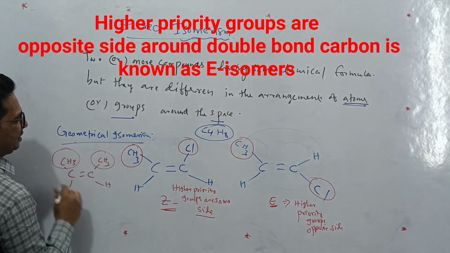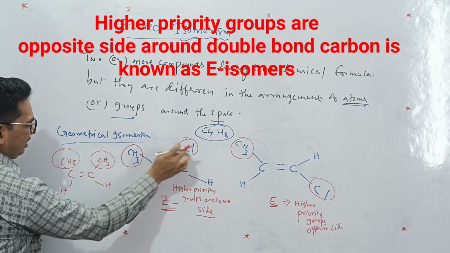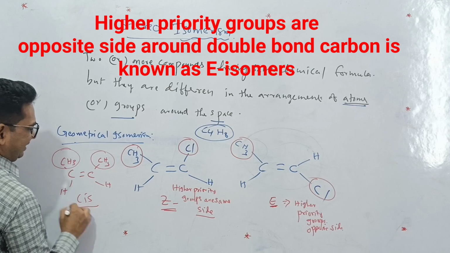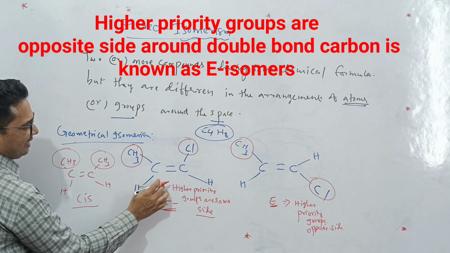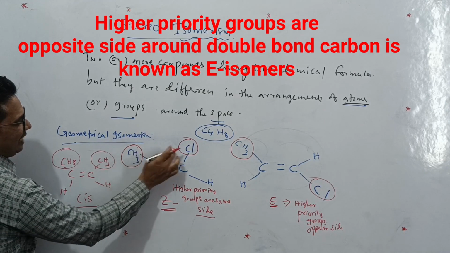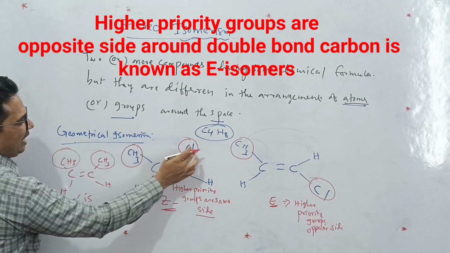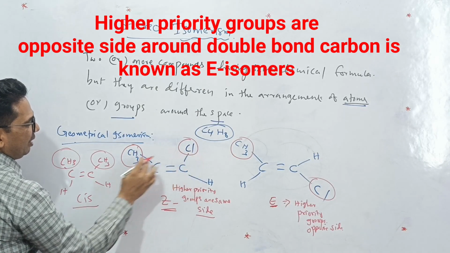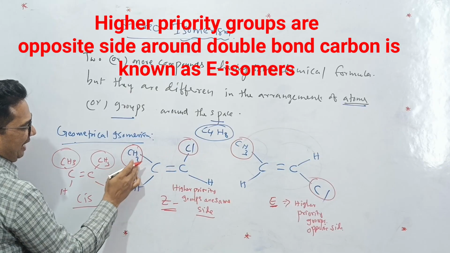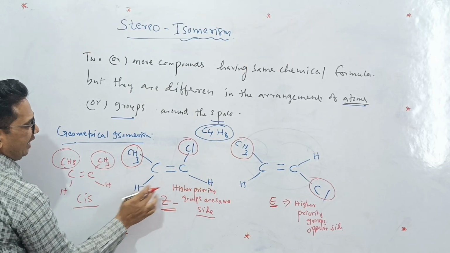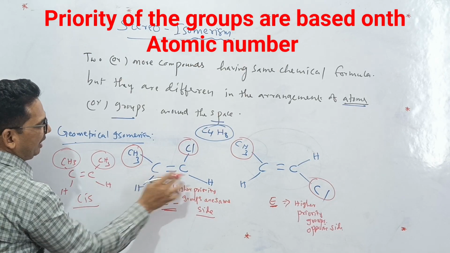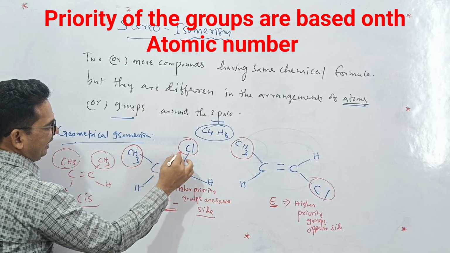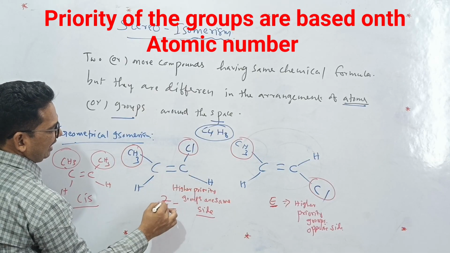Similar type of groups, but here similar groups are there. This is called the cis. This is called the Z, because here we are considering the priority. Groups are not the same. This is the methyl, this is the chloro. It is not the same, but both have higher priority when compared to the two hydrogens around the doubly bonded carbon. Higher priority, same side. It is called the Z.